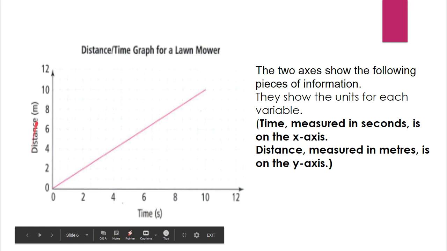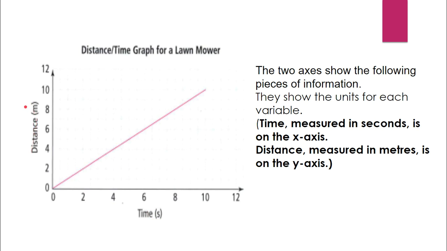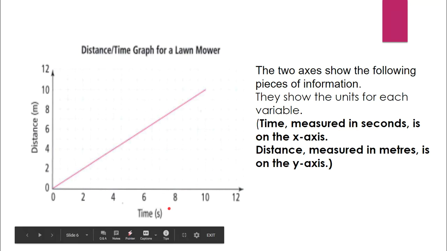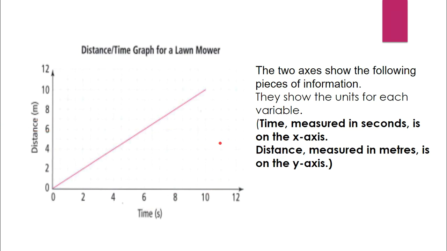Same thing over here with distance. We have meters. It could be kilometers. It could be miles. It could be feet. It really depends. And so that's why it's important that you put that down. Again, time is measured in seconds and is on the x-axis in this particular case, and distance is measured in meters and is on the y-axis.